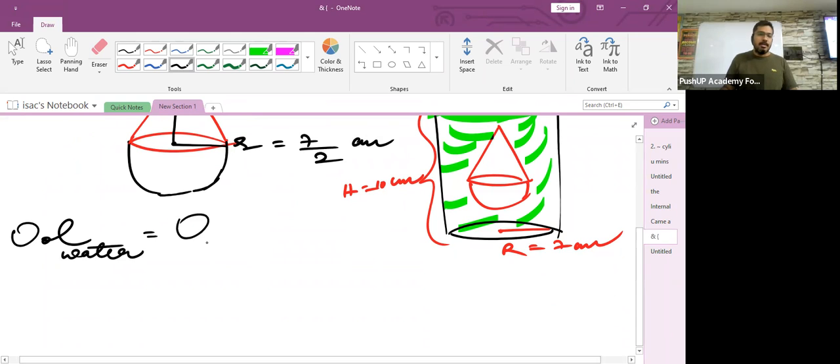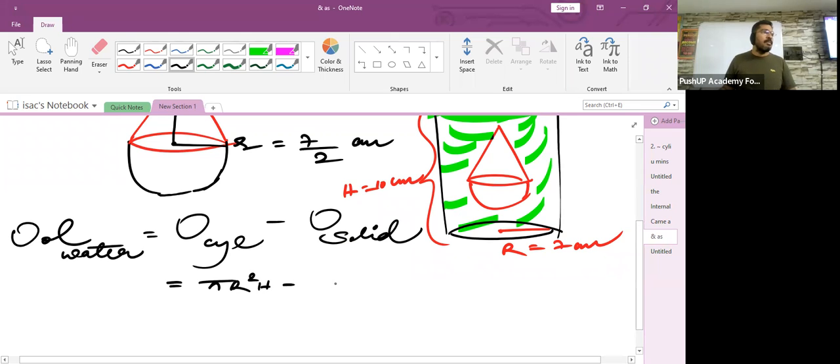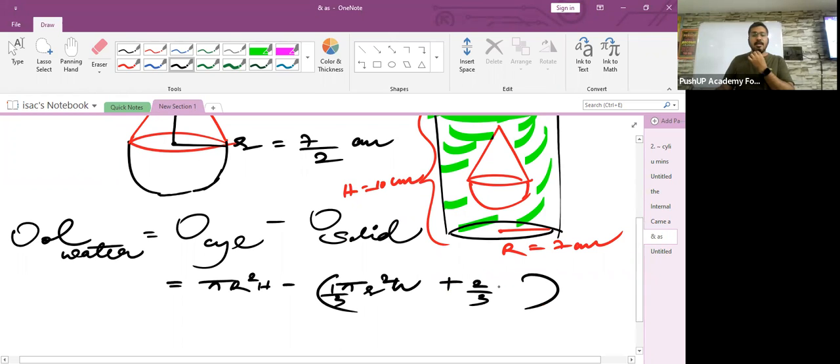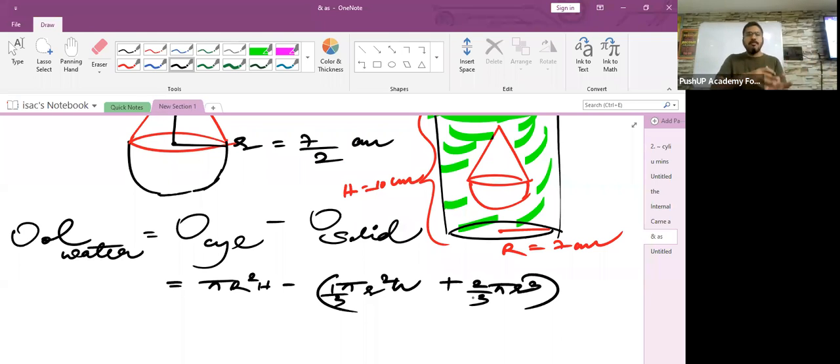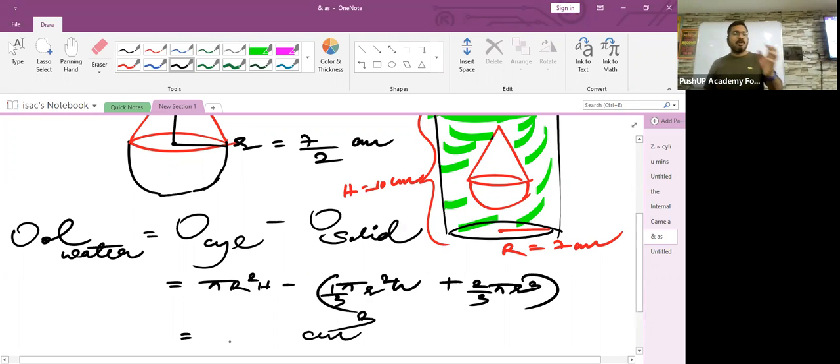So volume of the cylinder minus volume of the solid. Now I think you all can do from here. Volume of the cylinder is what? Pi r square h minus volume of the solid. That you have to do it separately, children. Solid is what? Cone and hemisphere. So 1 by 3 pi r square h plus hemisphere, that is 2 by 3 pi r cube. Do it individually, children. If you do it together, some or the other mistake will happen. So volume of the cylinder you find separately, volume of the solid you find separately, then club it together, subtract them, and that's the answer. Anyways, they haven't asked you to convert this into liters, isn't it? So you are on the safe side.